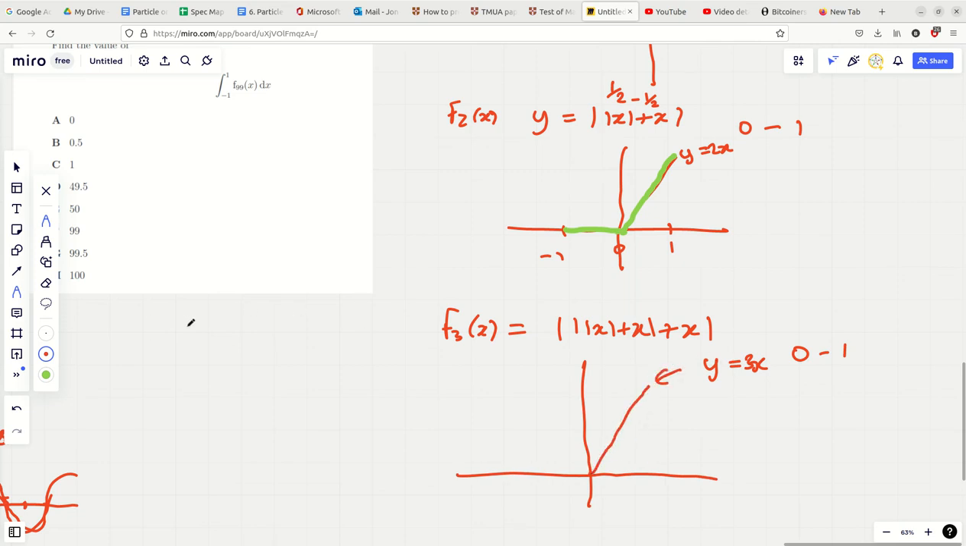And already I'm thinking they want me to find the area for f99 of x, and already I'm thinking this is just going to be y equals 99x over here. But it's this side which is worrying me. What's going to happen to this one?